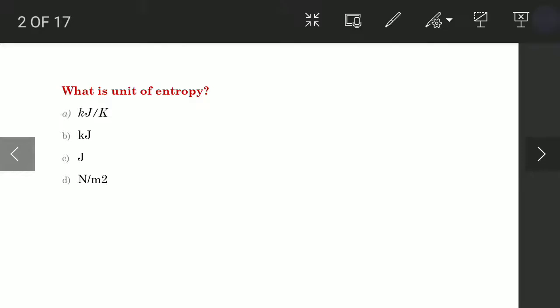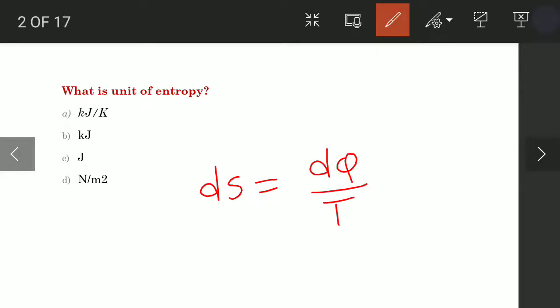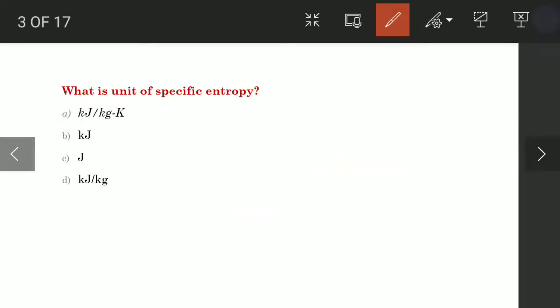What is the unit of entropy? We know that change in entropy is defined as dS equal to dQ by T, where Q has unit joule or kilojoule and temperature is in Kelvin. So the unit of entropy is kilojoule per Kelvin. So the first option is correct.